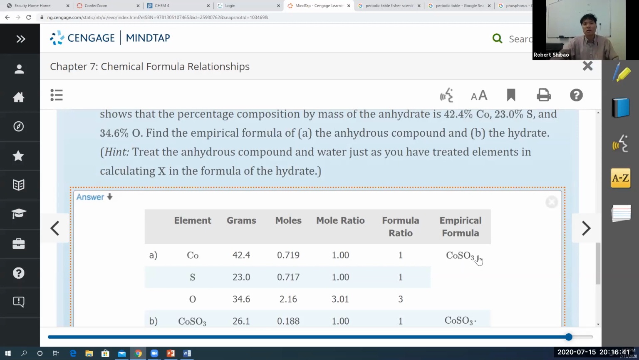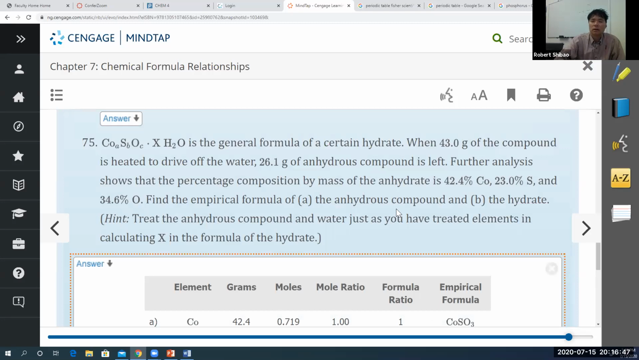Now, how do we figure out how much water was in there? Well, they give us the weight of the water. How do they give us the weight of the water? They give us the mass of the water that was driven off. And so what we'll do here is this.